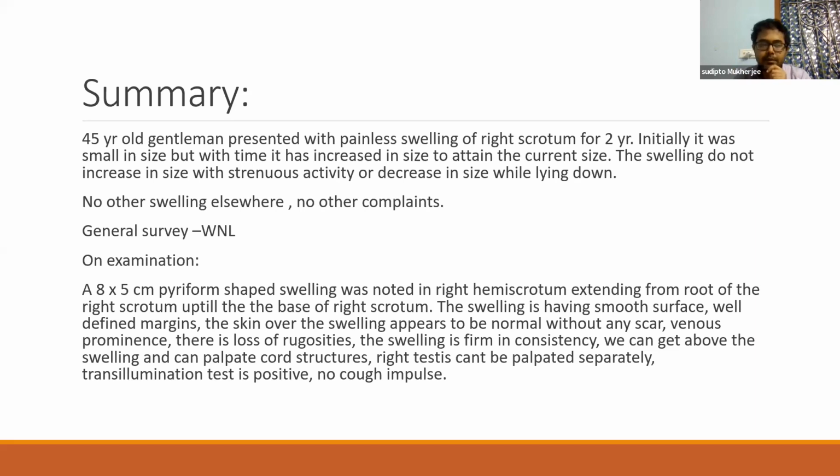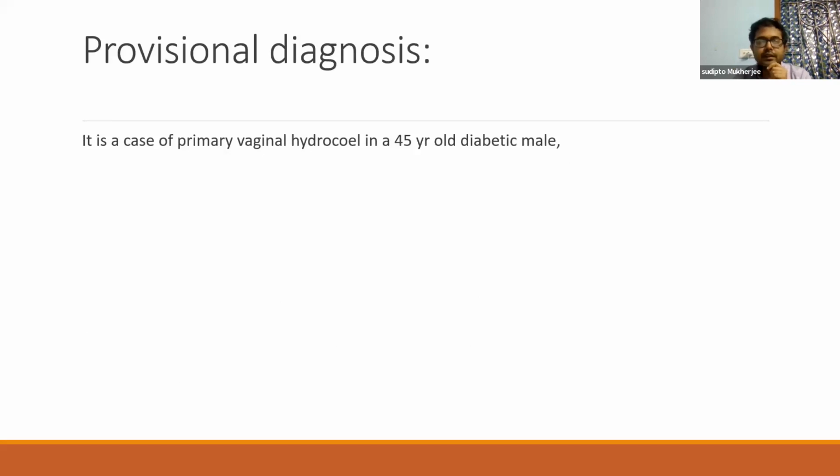We can get above the swelling and can palpate the cord structures. The right testis can be palpated separately. Transillumination test was positive. There was no cough impulse. My provisional diagnosis is it's a case of primary vaginal hydrocele in a 45-year diabetic male.